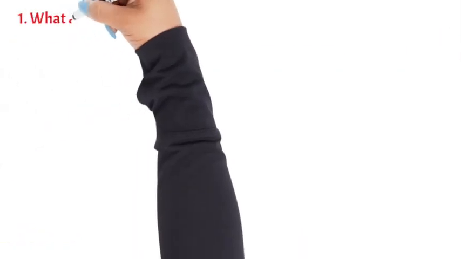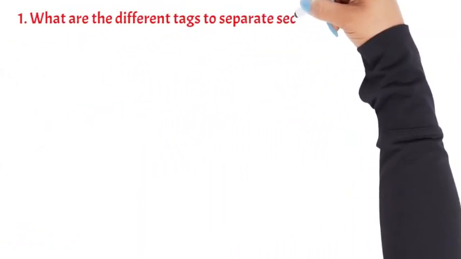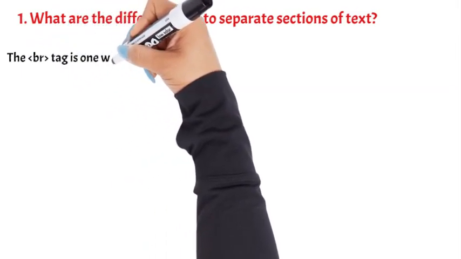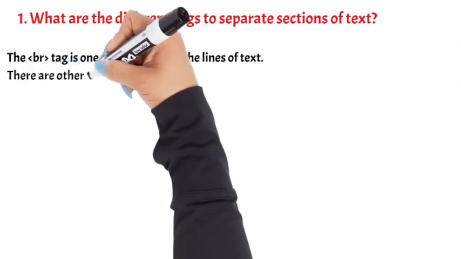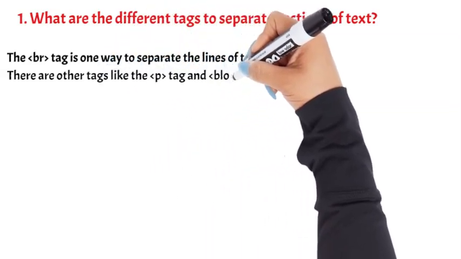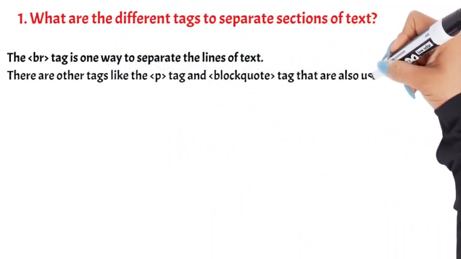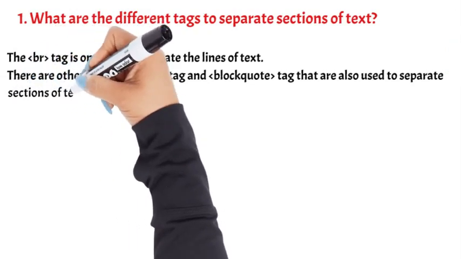1. What are the different tags to separate sections of text? The <br> tag is one way to separate the lines of text. There are other tags like the <p> tag and the <blockquote> tag that are also used to separate sections of text.